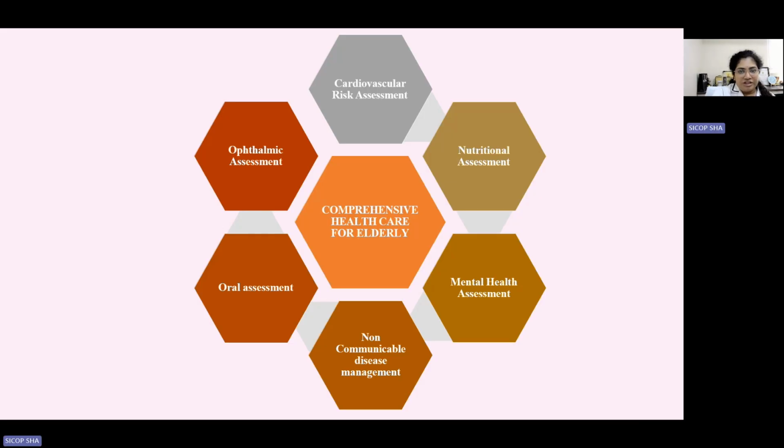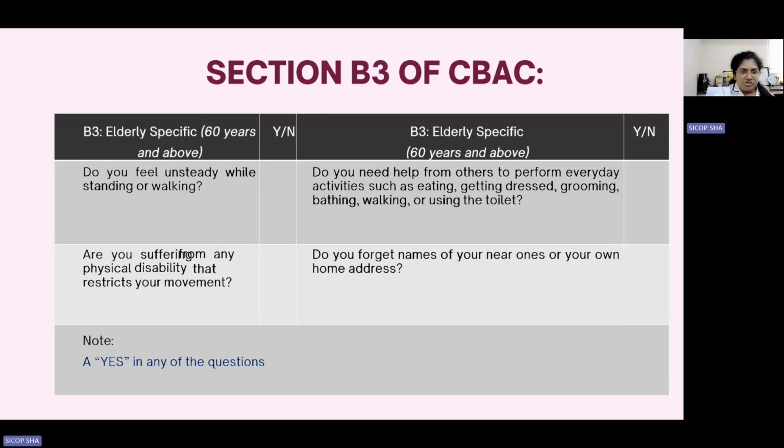As we can see, this is a multi-level process, where multiple experts are involved in comprehensive geriatric care or elderly care. So there should be cardiovascular risk assessment, nutritional assessment, mental health assessment, non-communicable diseases management, oral assessment, and ophthalmic assessment. All the systems of the body should be assessed for the care of geriatric patients.